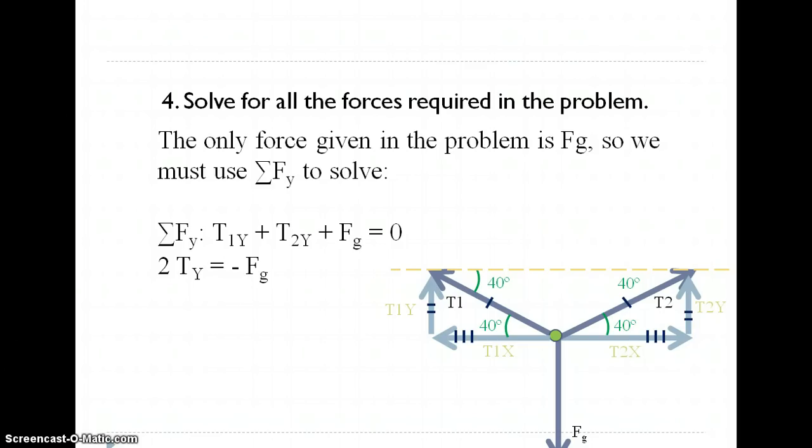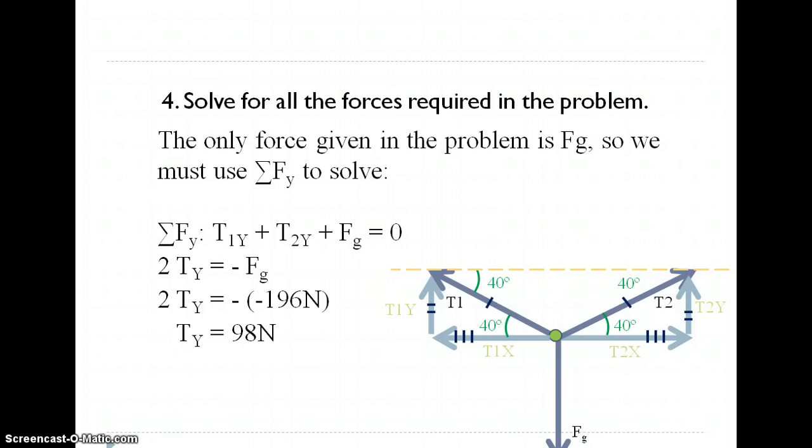So I can say that since they're the same thing, 2Ty is going to equal minus Fg, and I only have the minus there because I subtracted it over. Then when I put the number in, I've got my negative 196. That is taken from 20 kilograms times 9.8. If you want to find the weight of something, mass times 9.8 gives you that weight, and it's negative because it's down. So I can solve for Ty, and my Ty is going to be 98 newtons.